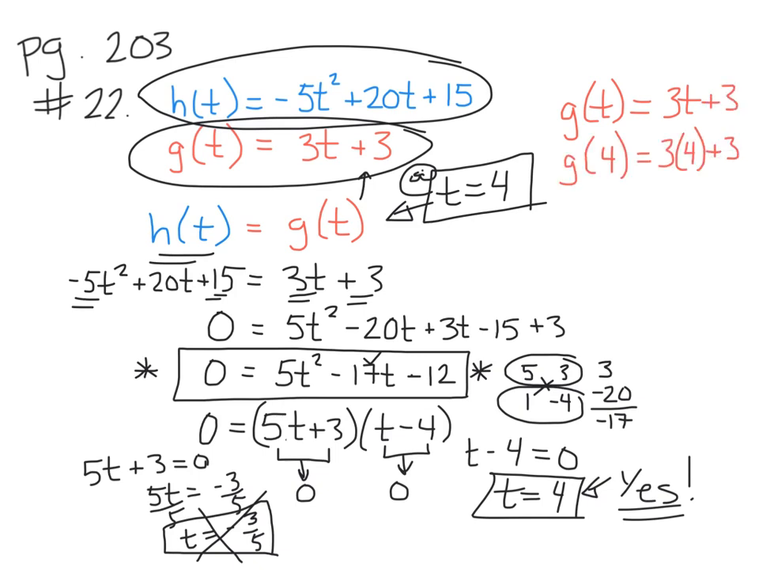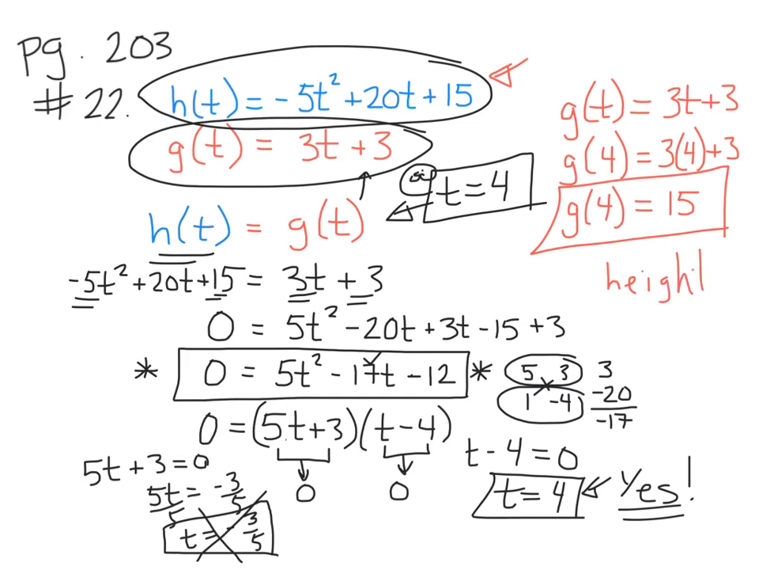So if I plug in a 4 for time, this is 12 plus 3, which is 15. It didn't matter which formula you plug it into, you're still going to get 15. So when will these two things hit? They will hit at 4 seconds at the height of 15 meters. So yes, they do hit each other, at the height of 15 meters, at 4 seconds after the baseball and the paintball were launched.